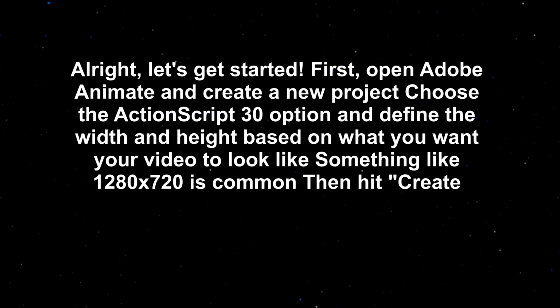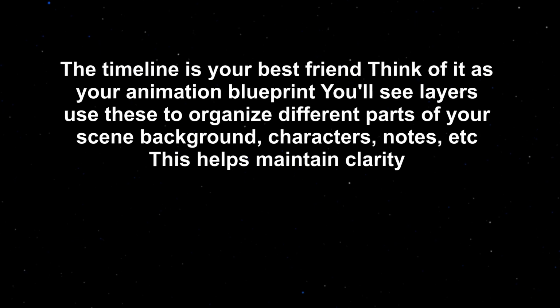Choose the ActionScript 3.0 option and define the width and height based on what you want your video to look like. Something like 1280 by 720 is common. Then hit Create. The timeline is your best friend. Think of it as your animation blueprint.